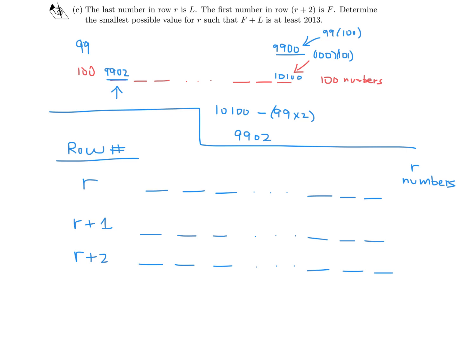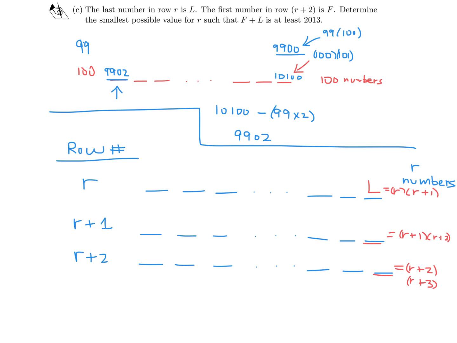Okay, so they're saying that the last number in row R is L, so this guy is L. But we do know that L is going to be equivalent to R times R plus 1, according to the definition defined in the question, I should say. And similarly, this number, whatever it is, is R plus 1 times R plus 2. And this number, whatever it is, is R plus 2 times R plus 3.